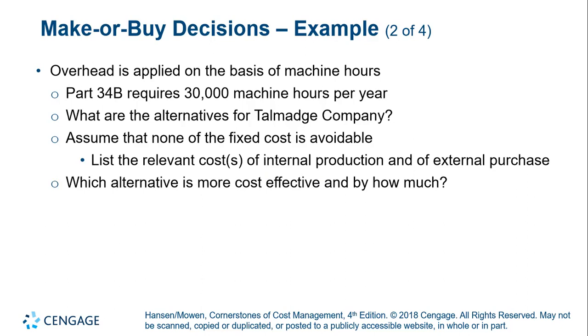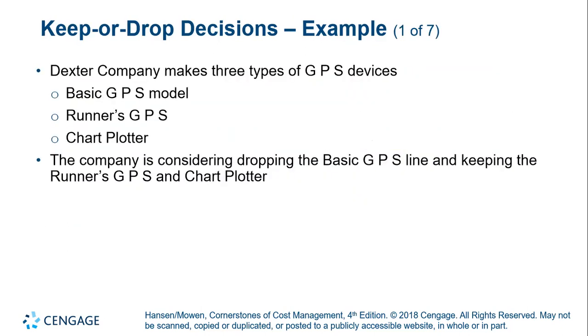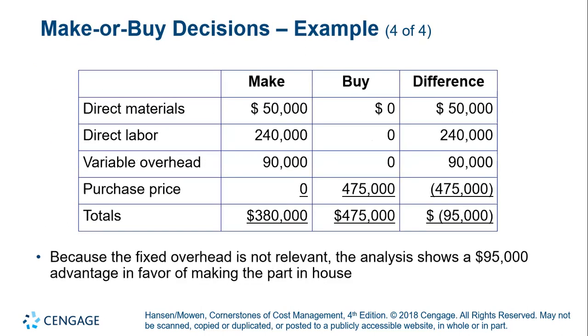What are the alternatives for the company? Assume that none of the fixed cost is avoidable. List the relevant costs of internal production and of external purchase. Which alternative is more cost effective and by how much? So we have now the make or buy decision. If you make the parts, you will be spending 380,000.